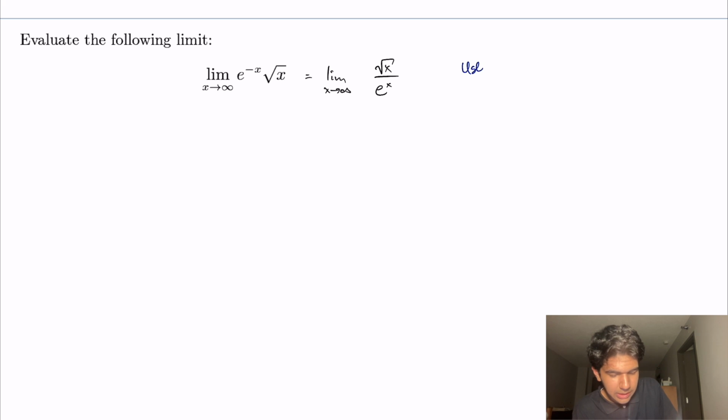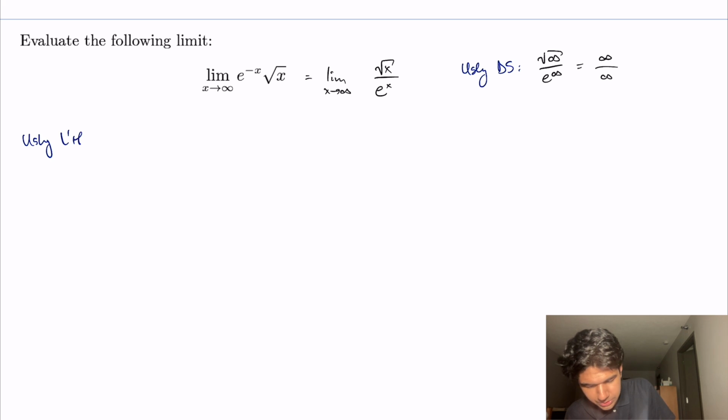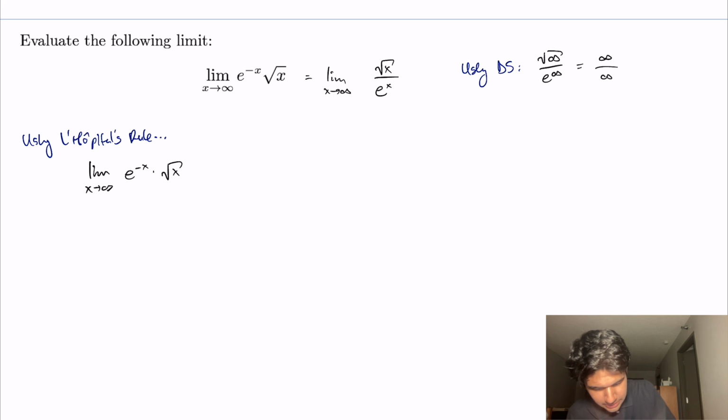So now let's see if we use direct substitution on this new limit, which is equivalent to the old limit. We get the square root of infinity divided by e to the infinity. Square root of infinity is just infinity, and the denominator is also infinity, so it looks like we're going to have to use L'Hopital's rule. So using L'Hopital's rule, we can conclude that the limit that we started with, x approaches infinity of e to the negative x times the square root of x, well, we'll rewrite it the way that we like to write it, which is the square root of x, which I'm going to write as x to the 1/2, divided by e to the x.